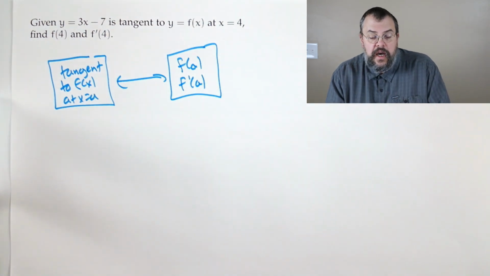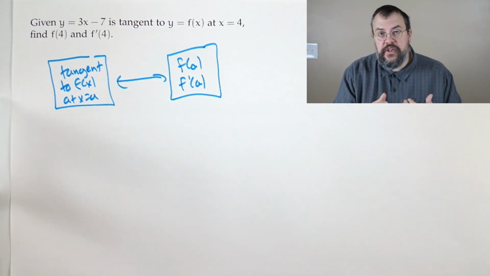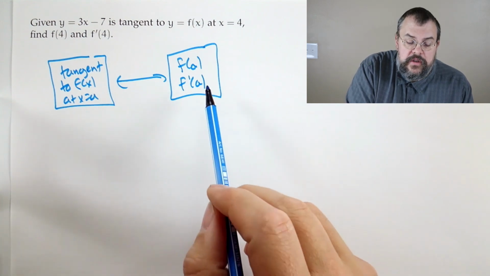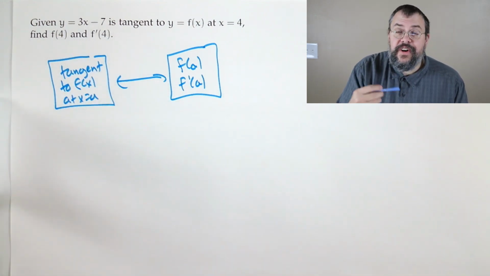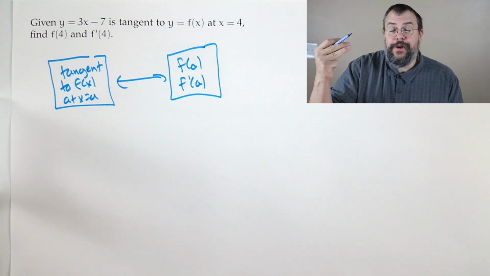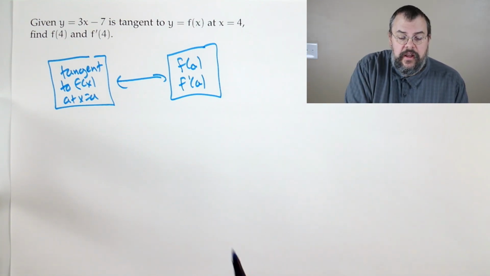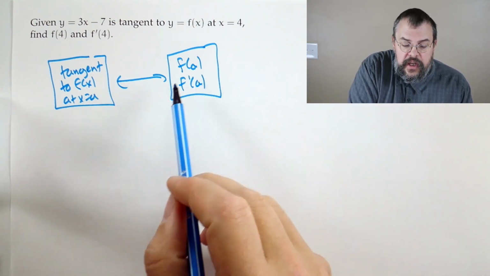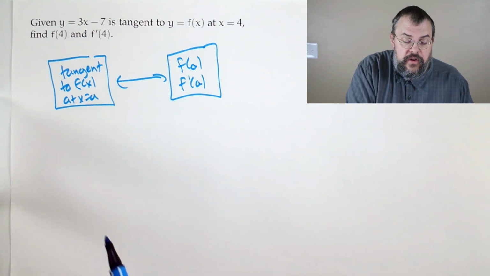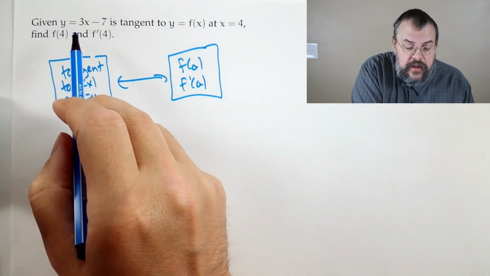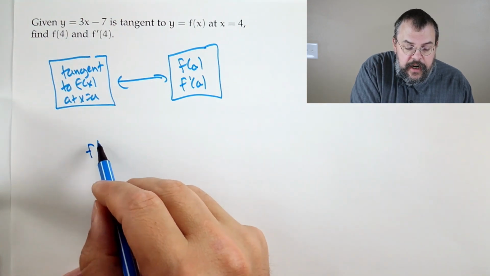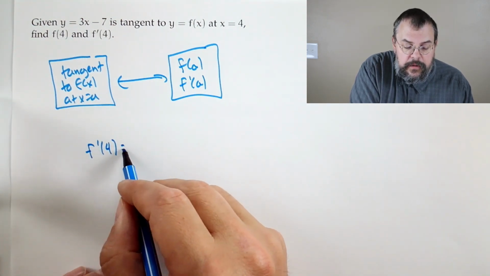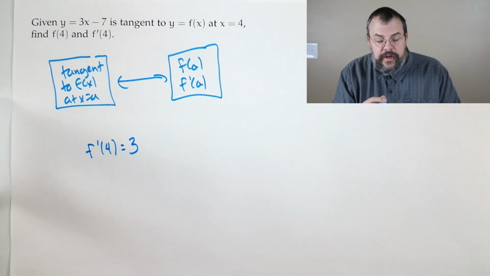And the way to do that is to think about where these things show up. So the slope of the tangent line, that's the rate of change of the tangent line, which is the rate of change of the function. That's what's being stored in our derivative. So I say, I can see the slope, that's 3, so that tells me f prime of 4 is equal to 3. All right, that was pretty quick.